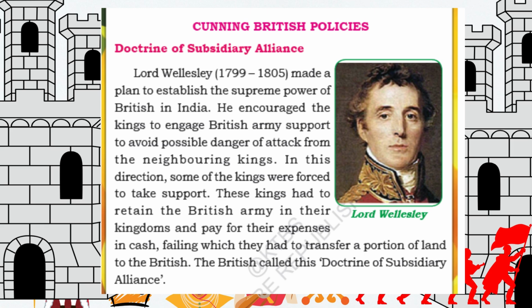Cunning British policies. Doctrine of Subsidiary Alliance. Lord Wellesley, 1799 to 1805, made a plan to establish the supreme power of British in India. He encouraged the kings to engage British army support to avoid possible danger of attack from the neighbouring kings. In this direction, some of the kings were forced to take support. These kings had to retain the British army in their kingdoms and pay for their expenses in cash, failing which they had to transfer a portion of land to the British. The British called this doctrine of subsidiary alliance.